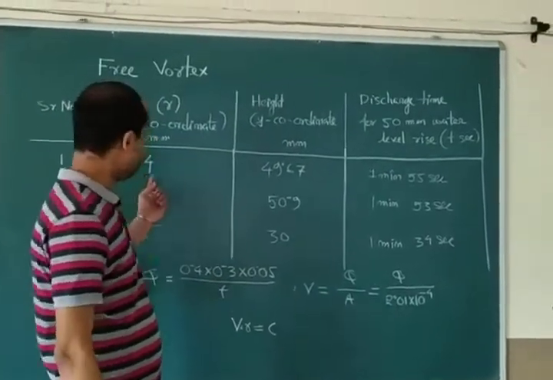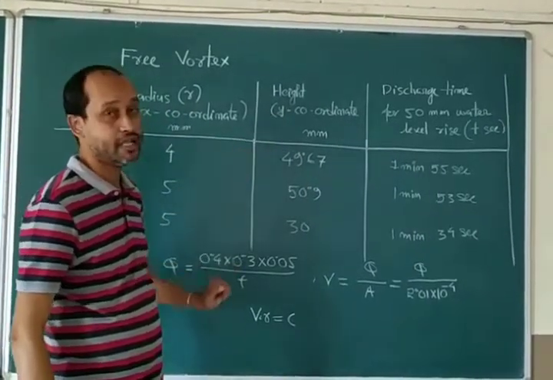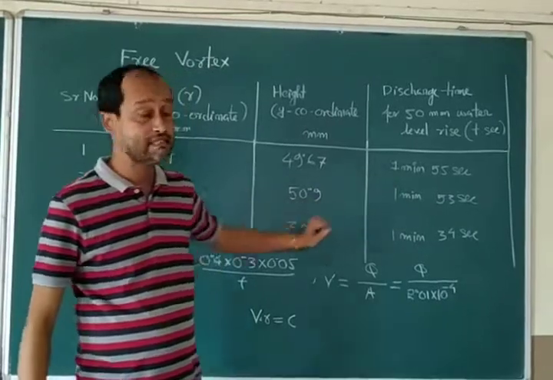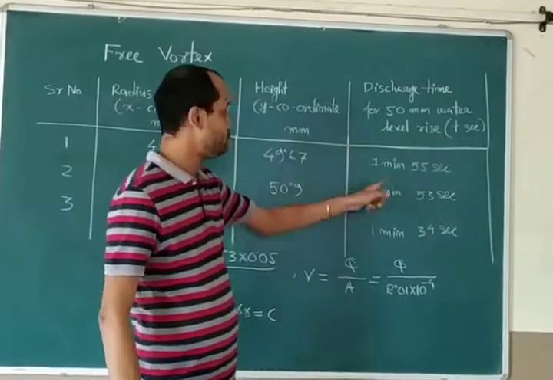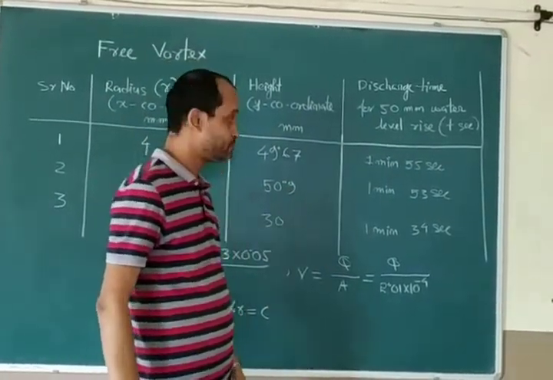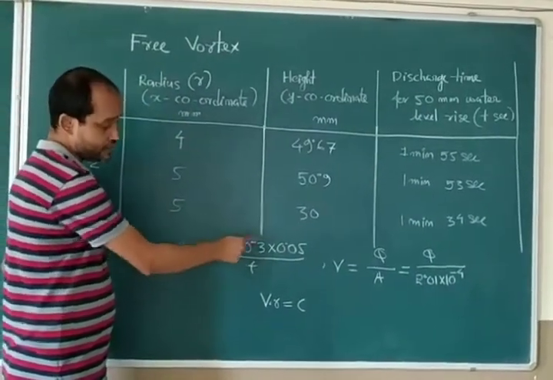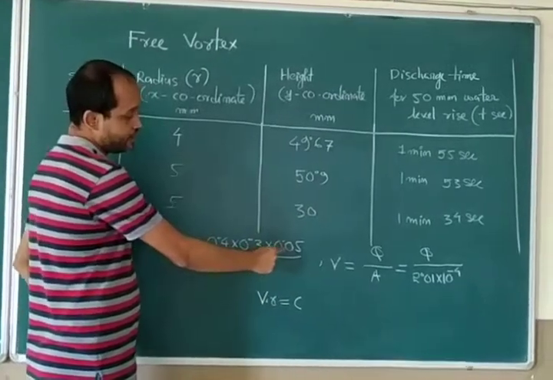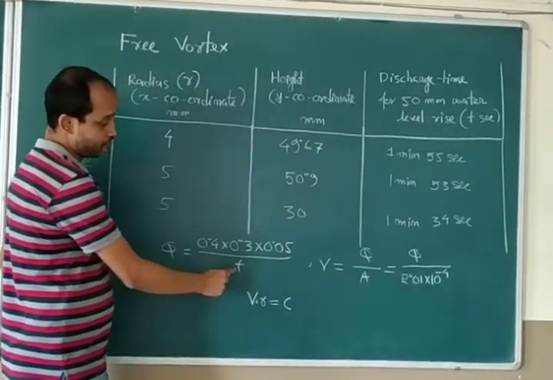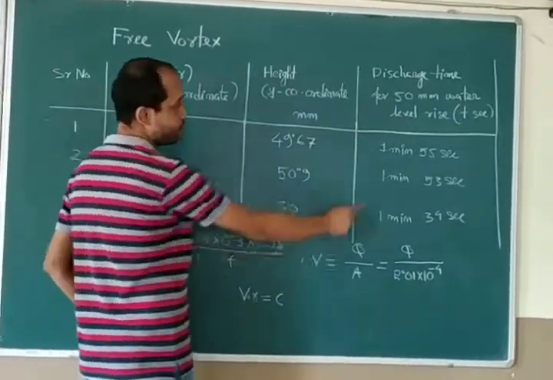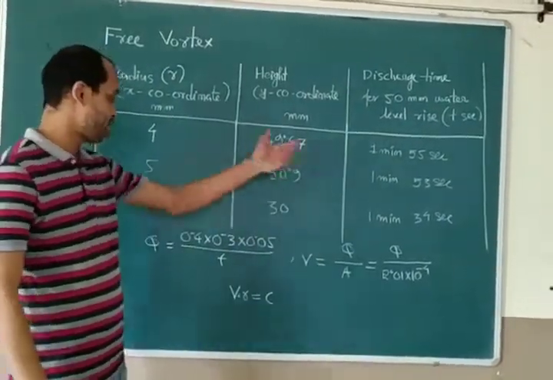Now, after taking the first reading, 4 for radius and 59.67 for height, you have to take the reading for the discharge. Here, for a 50 ml water level rise, how much time is required? Here the time is 1 minute 55 seconds. From this you will get the discharge Q. The area of the measuring tank is already given. We are taking 0.05, that is the water level rise, and the corresponding value of the time, which for the first reading is 1 minute 55 seconds. You have to convert this into seconds.